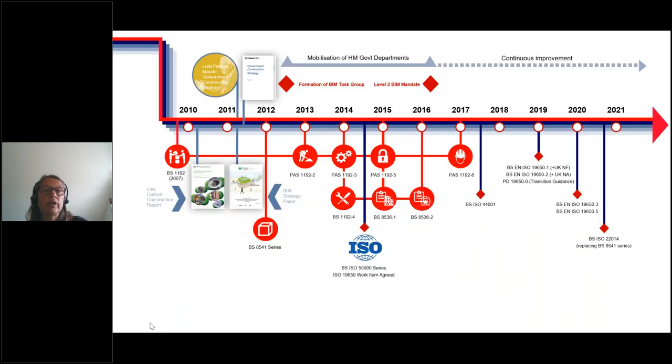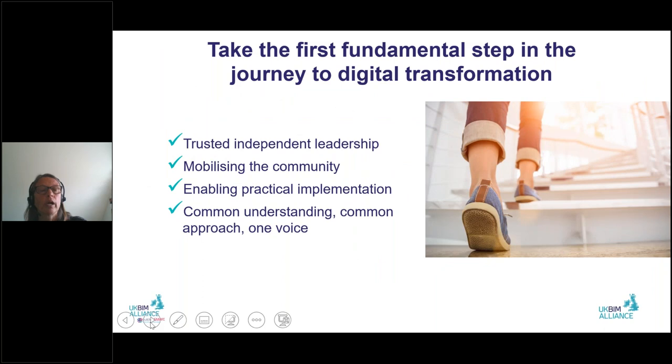So a bit of a rough and ready canter through the timeline. I think you can see we can't sit back on our laurels. We certainly need to be heading for continuous improvement, and we do need to make the UK BIM framework as far as possible business as usual. But my goodness, we've still got a lot of work to do. We are about taking that first fundamental step in the journey to digital transformation.